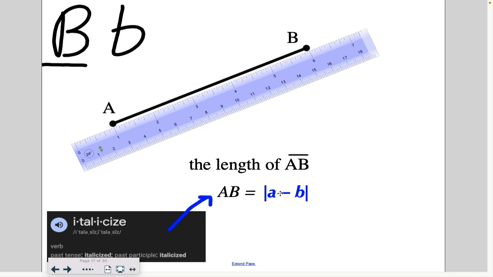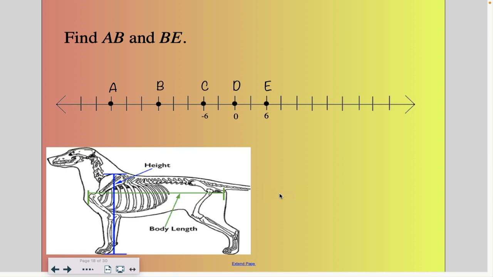Okay, so we're back. I can find the length of any segment by doing the absolute value of A minus B. That's actually the same thing you've been doing for a couple of years. Look at some of these. You're going to laugh at some of these questions. Are they this easy? Yes, but the notation will get you.